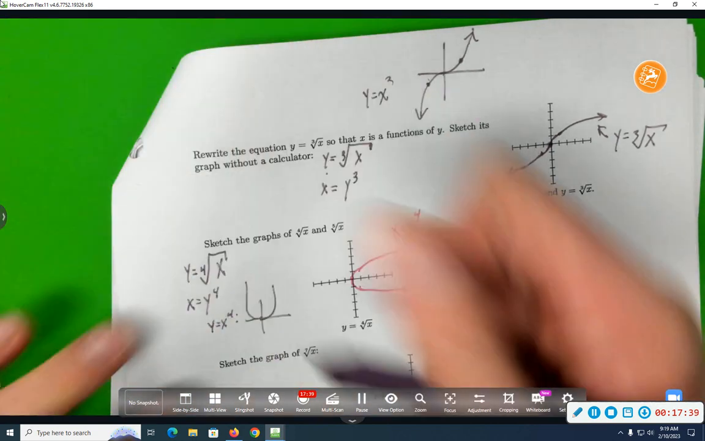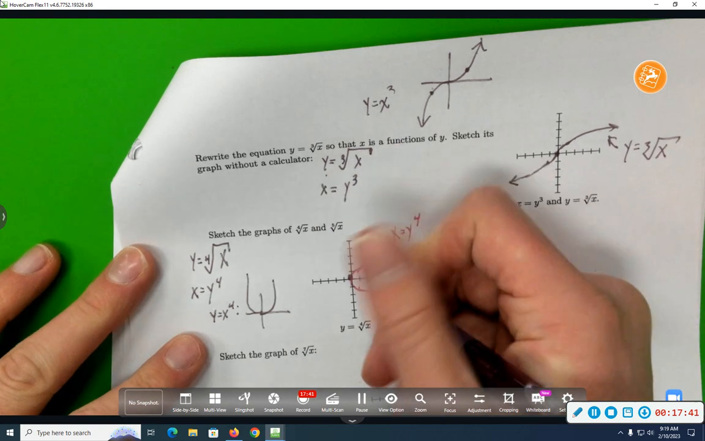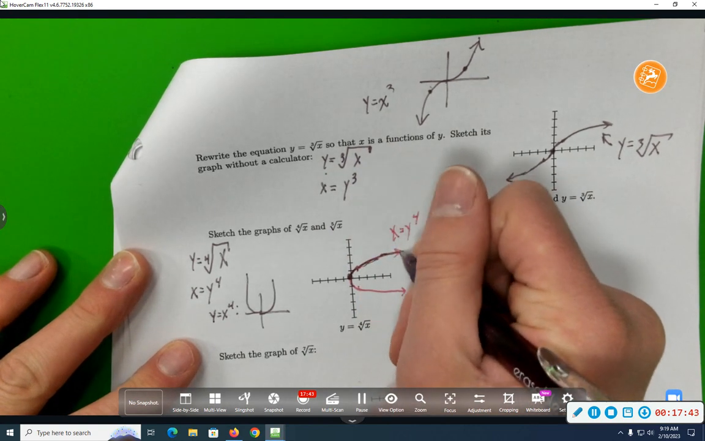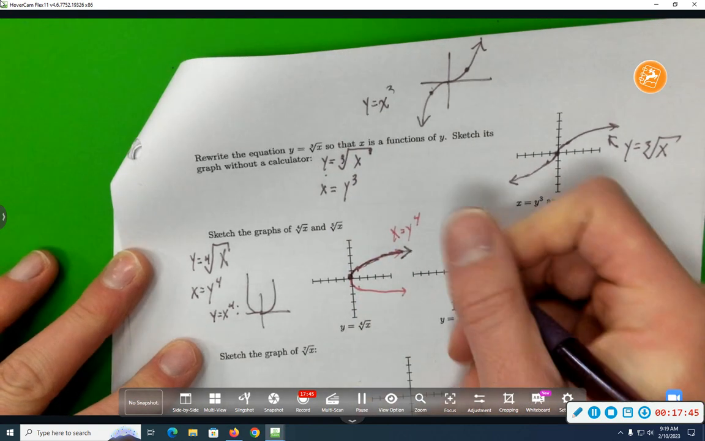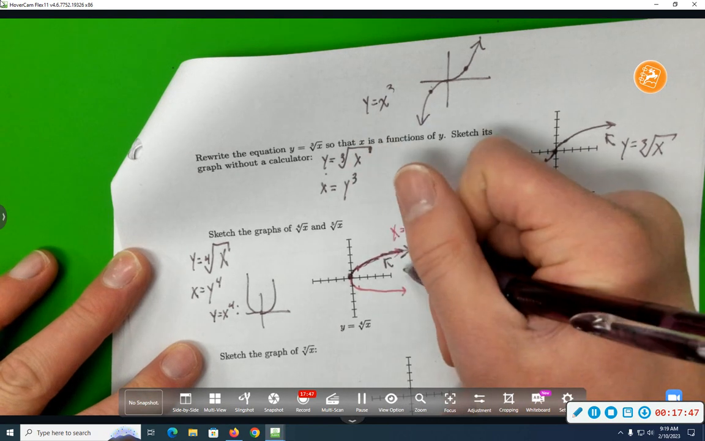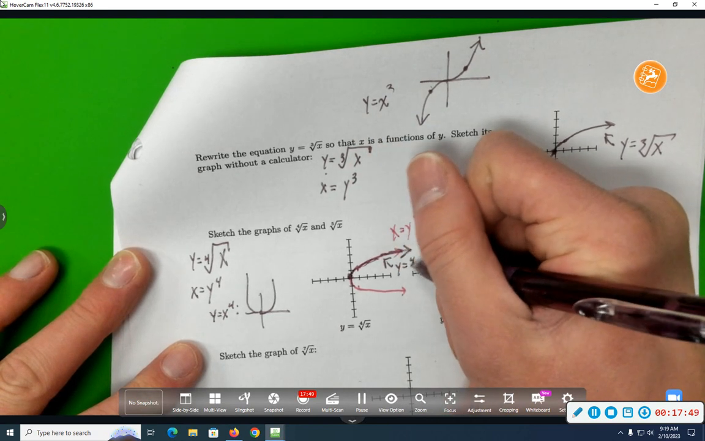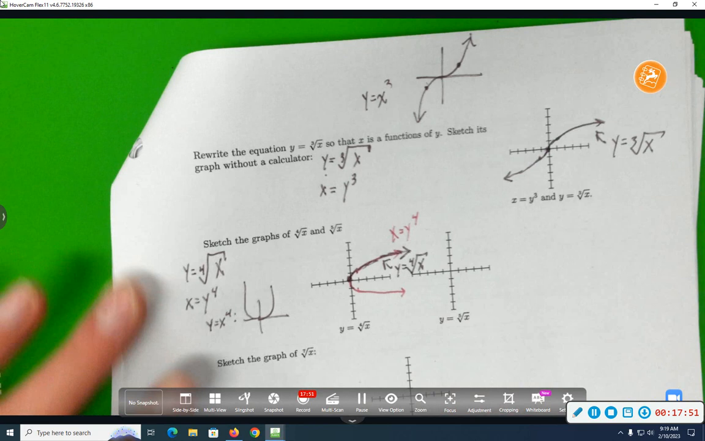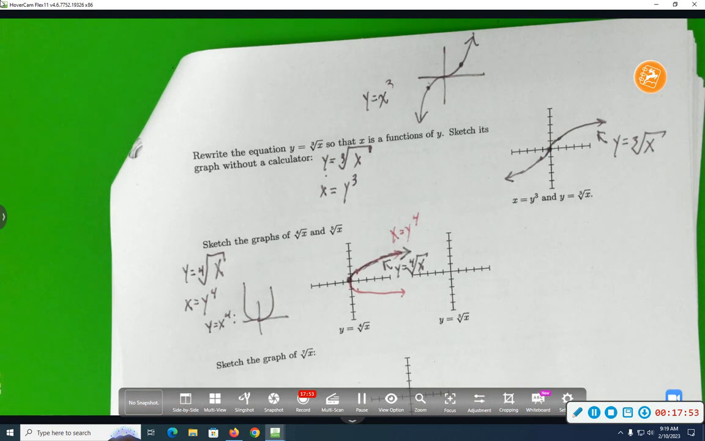So, we'll take only the positive branch. If you take this, then you get the graph of y equals the fourth root of x. That feel pretty okay?